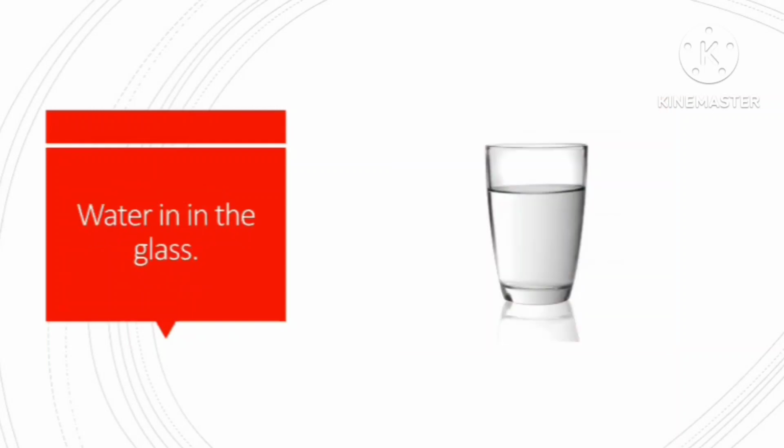Number 8. In. The preposition in is used when something has premises or boundary. For example, water is in the glass. Lisa is in the university. We live in the United States of America.